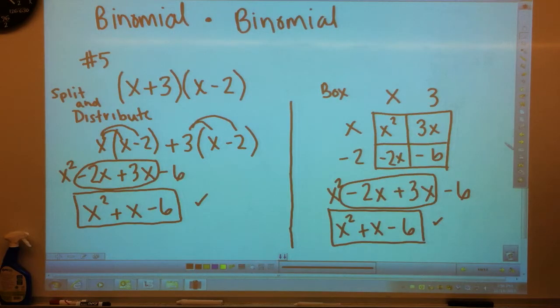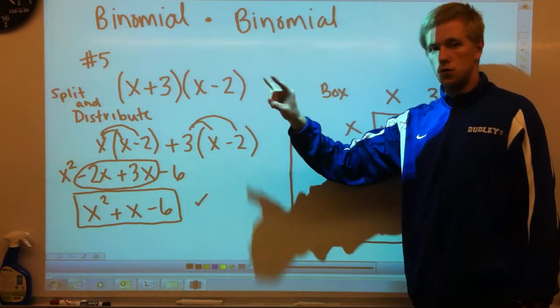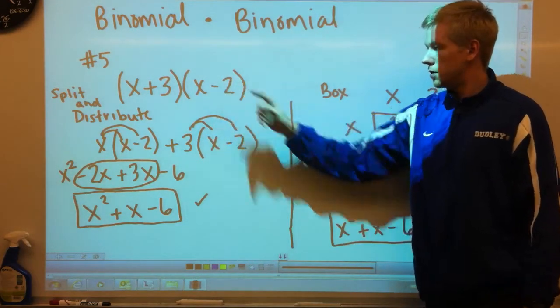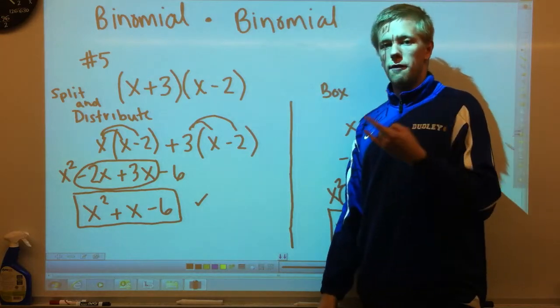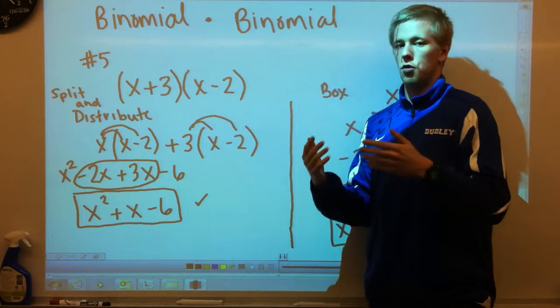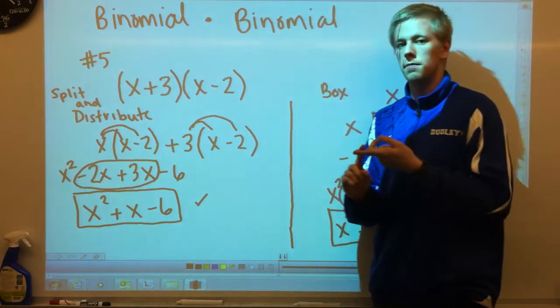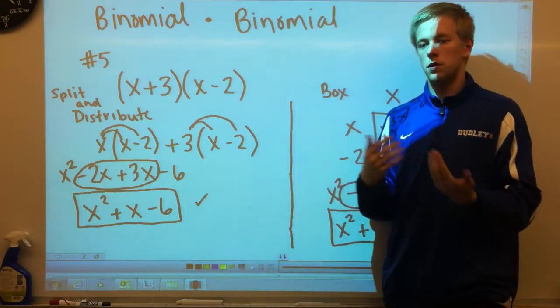Alright, so now we're going to have a binomial times a binomial. So bi is 2 times 2. So we have 2 terms times another 2 terms. Okay, now I'm going to teach this 2 different ways. I want you to pick your favorite way and stick with it. Don't flip-flop back and forth from splitting and distributing to a box method. Either go with a split and distribute or go with the box. Don't flip-flop between the 2.